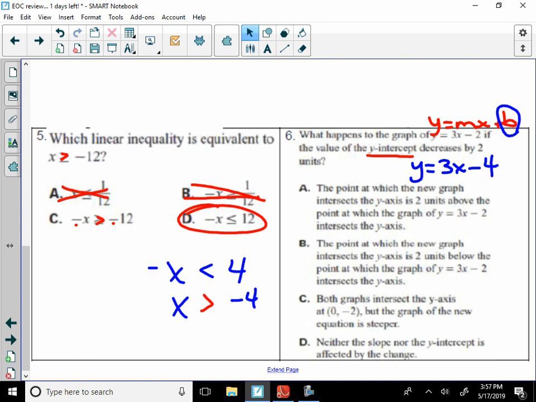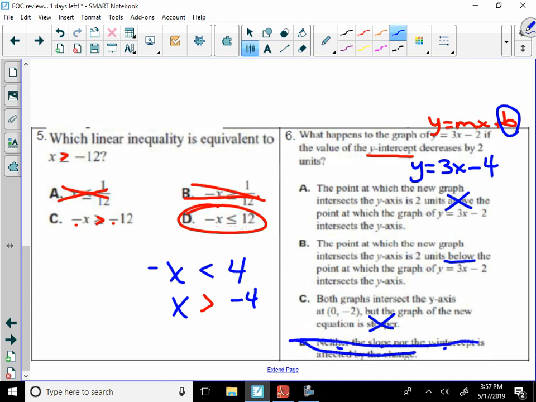All right, the point at which the new graph intersects the y-axis is 2 units above. The point at which the new graph intersects the y-axis is 2 units below. We did see our red graph shift down. Nothing about the graph changed in terms of being steeper. And this one says neither the slope nor the y-intercept were affected. That's as if nothing ever happened to the equations. That's kind of asinine there. Remember, steeper graphs are made by bigger slopes. We didn't change the slope. The slope was still 3x. So the answer is B.